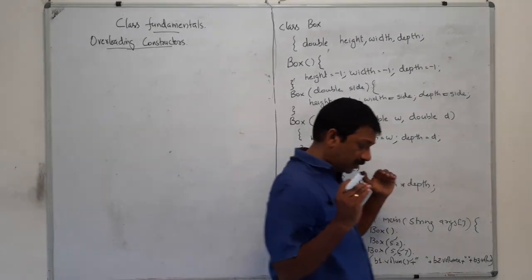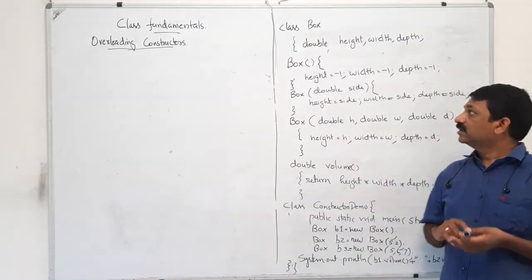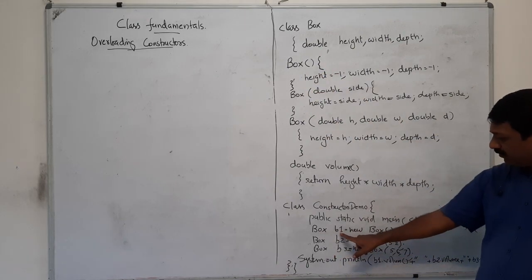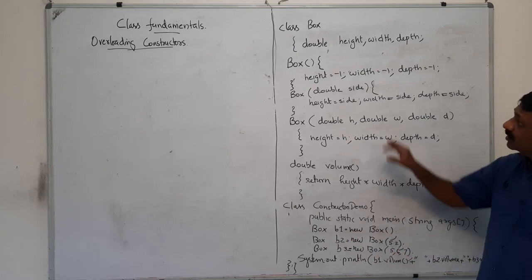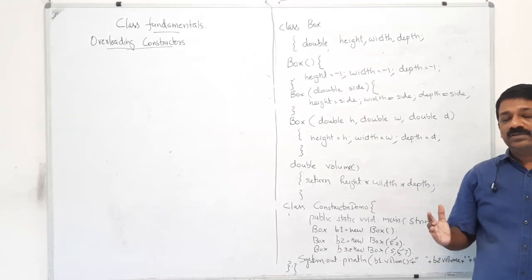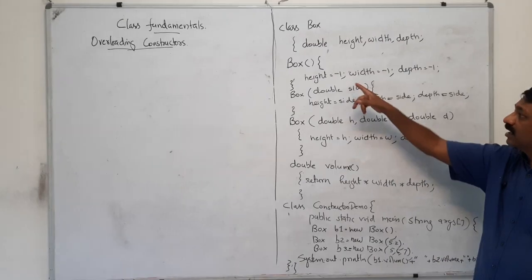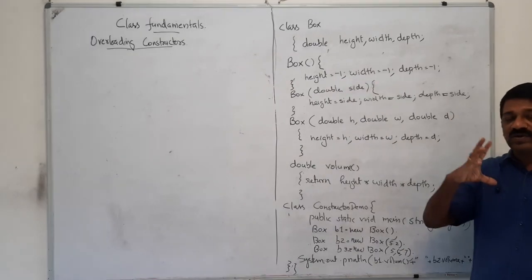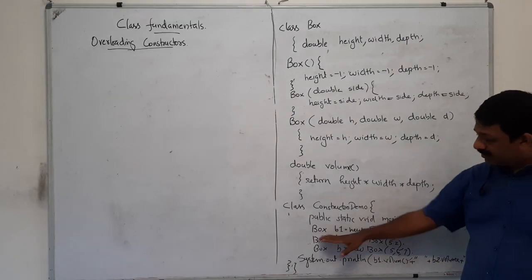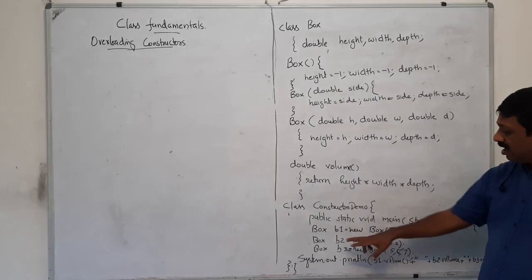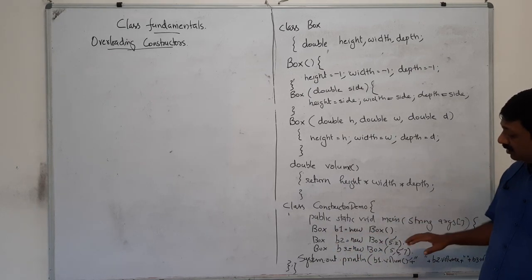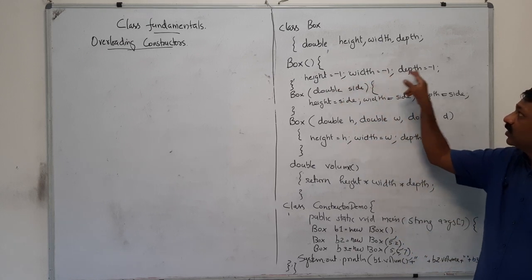When an object is created with no parameters, that is, here we are creating a box b1 with no parameters, in that case it is calling this constructor. That means the height, width and depth are not initialized, so they are initialized to -1. That -1 indicates that it is not initialized. Anyway, if somebody uses it like this, it won't create any error, and a new box is created, and that box has sides -1, -1 and -1.